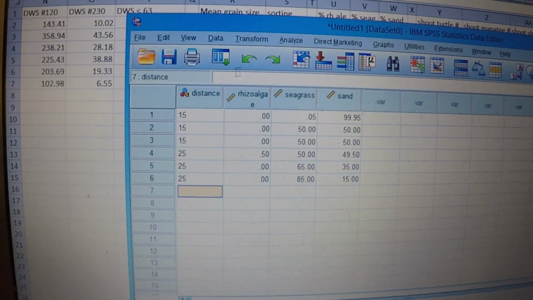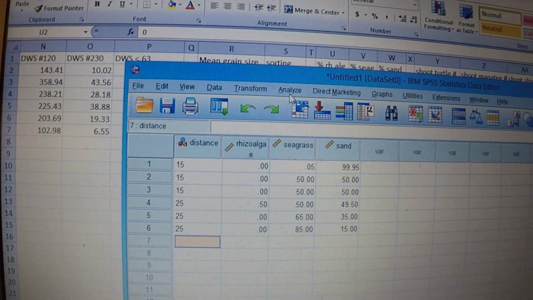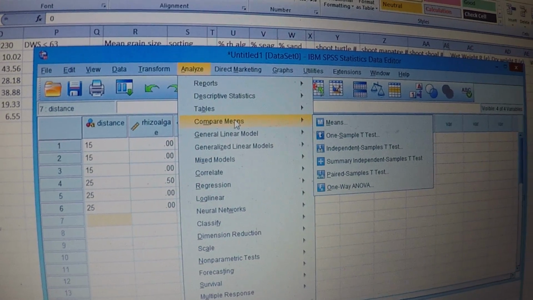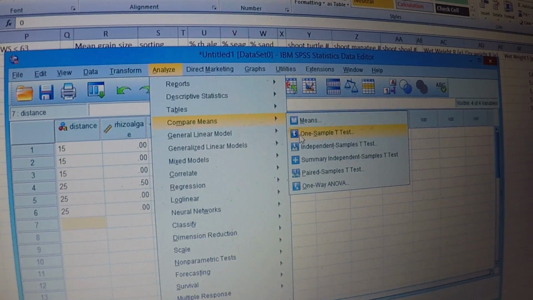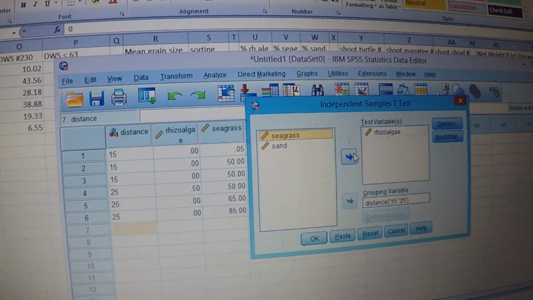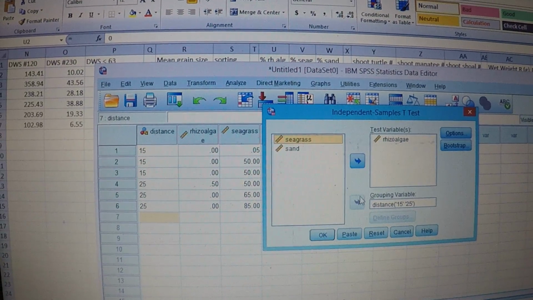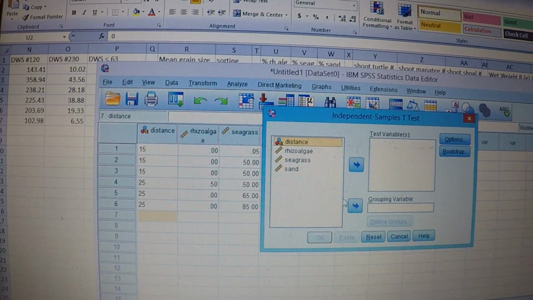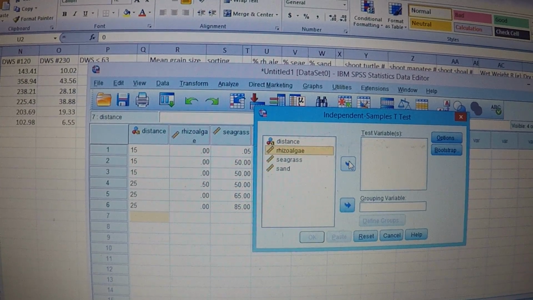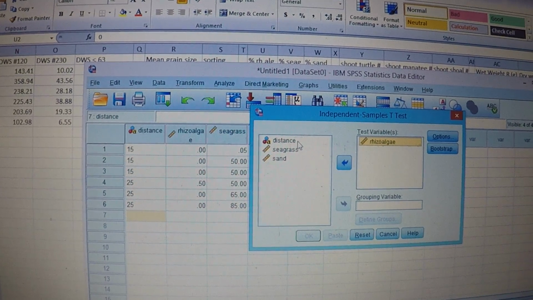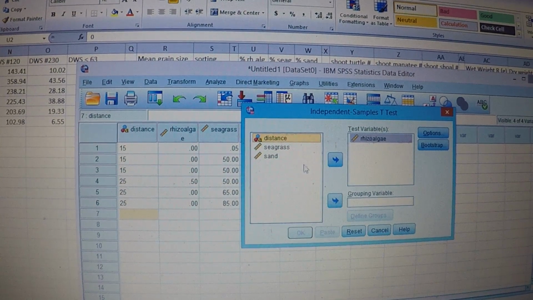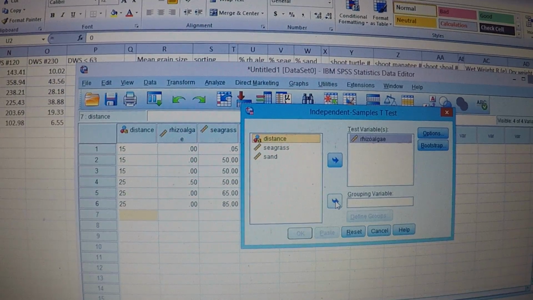So now we're going to try running the t-test. So I'm going to go to Analyze, and I'm going to go to Compare Means, and I'm going to go to the Independent Samples t-test. And now I'm going to take rhizophytic algae and stick it in the test variable, which is your y variable. And distance is going to be your x variable. And I'm going to stick that into the grouping variable.